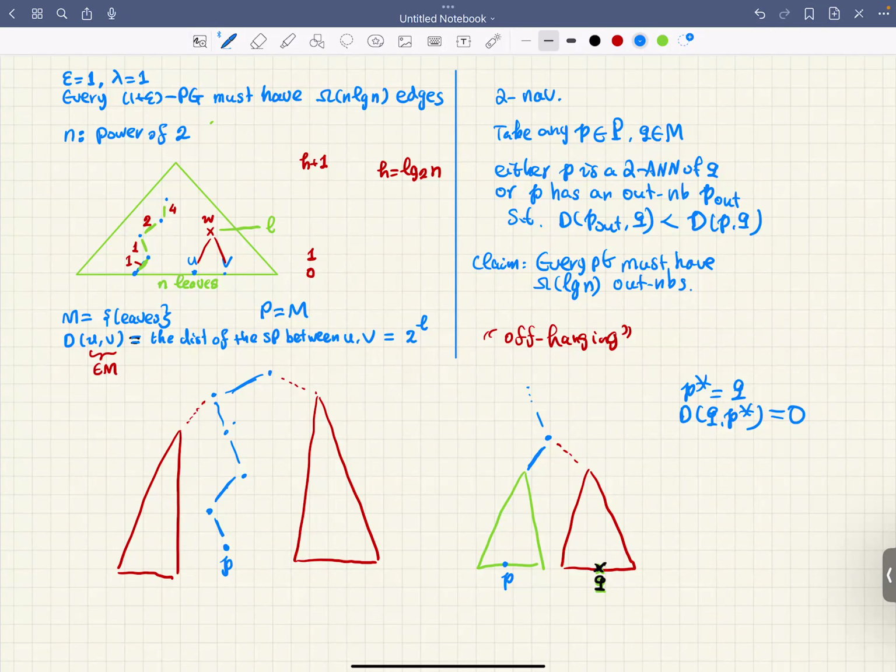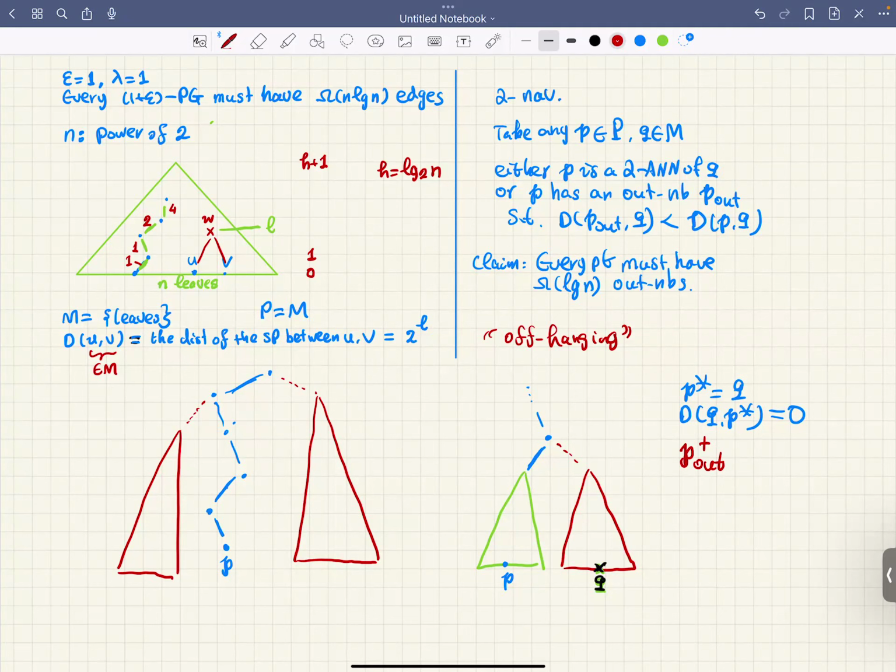So you say, you know what? Yes, you do have an out-neighbor. I say, give me that out-neighbor. And you will say, okay, this is P plus out. Out indicates it must be an out-neighbor, and plus indicates this is the best out-neighbor you can find. Okay, all right, good. Let's take a look at it.